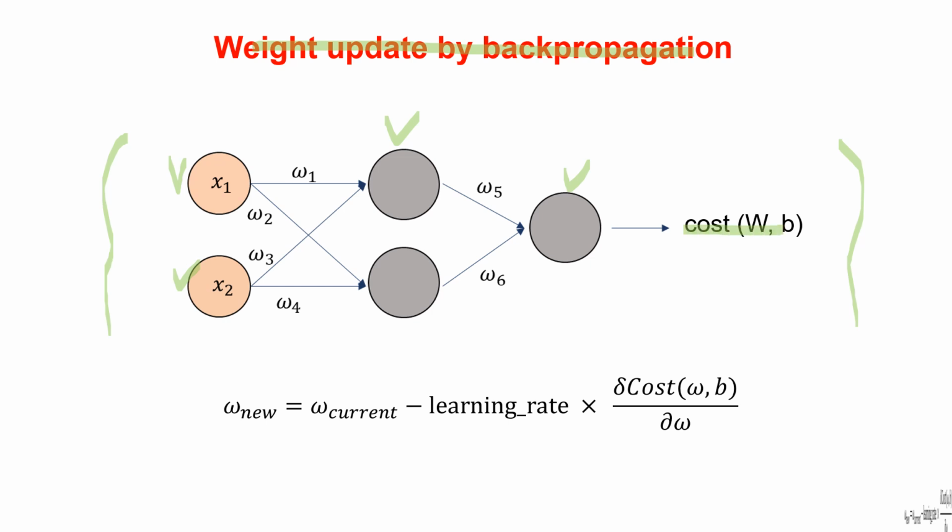As mentioned in the previous video, if we take the partial derivative of the cost function, multiply it by the learning rate, and subtract this value from the old weight, we get the updated weight. By repeating this process, the weights are progressively optimized.